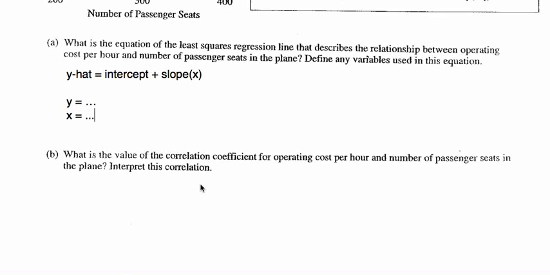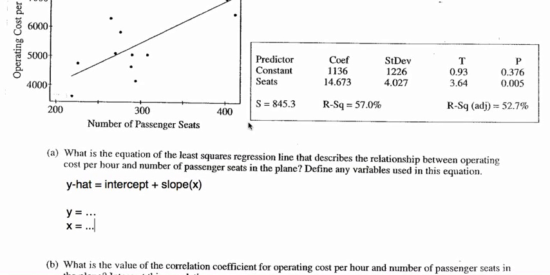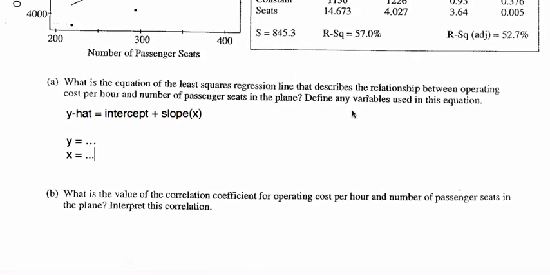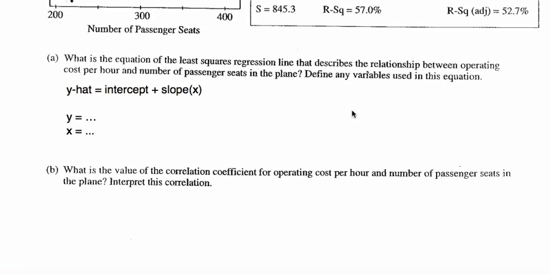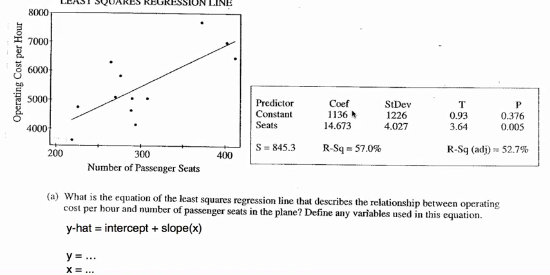So in part B, what is the value of the correlation coefficient? And interpret this correlation. Of course, the correlation isn't given to you in the computer output, but you have R squared. So you can use R squared to very quickly find the value of the correlation coefficient, the value of R. And then it's important that you interpret that correlation. Remember, the correlation describes the strength of a particular type of relationship. I would offer that that's the type of relationship that you are looking at in this graph.